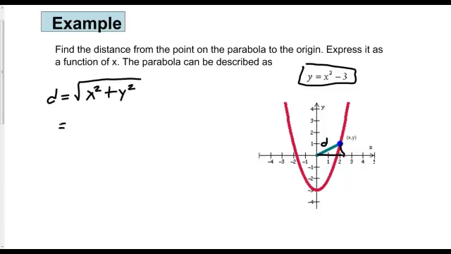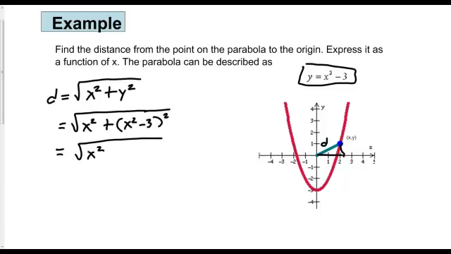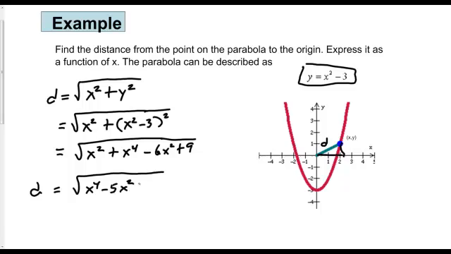And now we just substitute the equation in place of y. So we end up with x squared plus x squared minus 3, squared. And we can simplify that. And this would be plus x to the 4th minus 6x squared plus 9. And then we can rearrange it and combine our like terms, and we end up with the square root of x to the 4th minus 5x squared plus 9. So that's the distance from the origin to the point x, y.